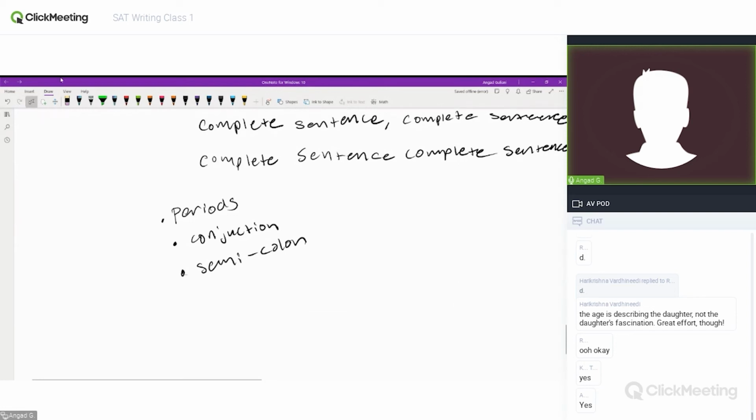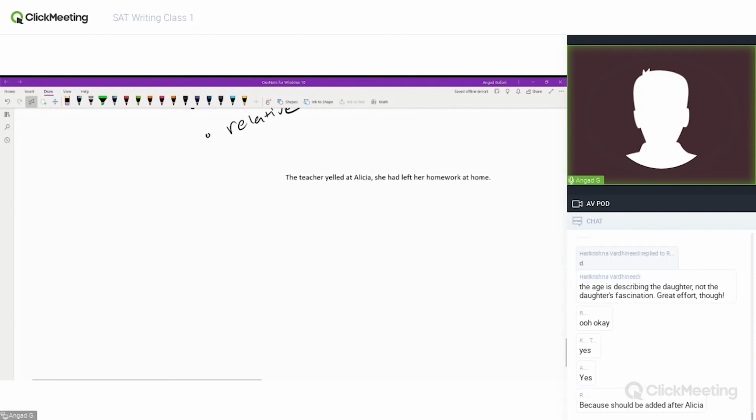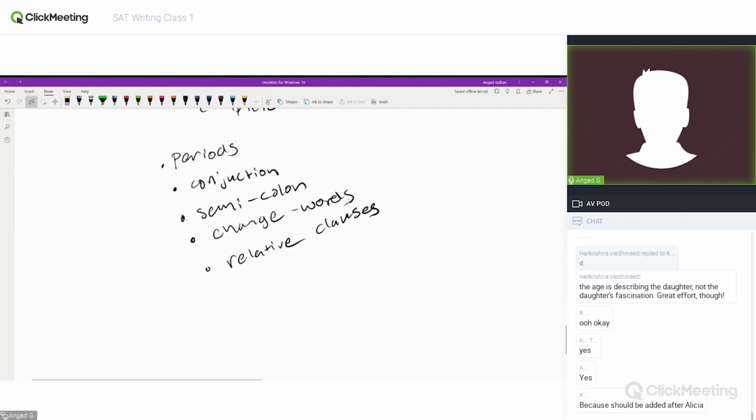So we can change words. We can use relative clauses, right? We can say, this is an example of that complete sentence, comma, complete sentence thing, earlier. A way we can just change this is by saying the teacher yelled at Alicia, who, instead of saying she, we can say who had left her homework at home, right? Now we have one complete sentence. It's not a run-on at all, and we used a relative clause to fix it. All right, so that's just an example of using a relative clause.